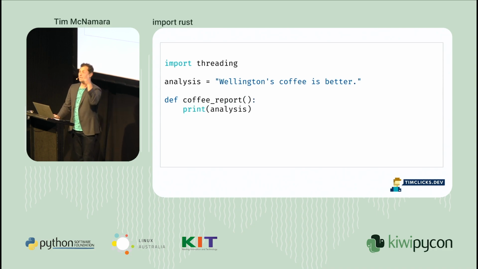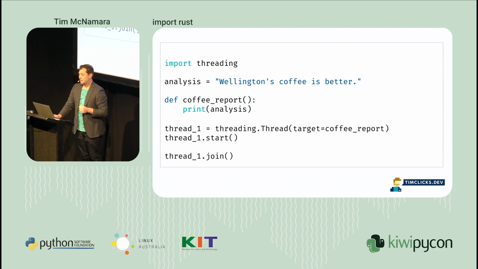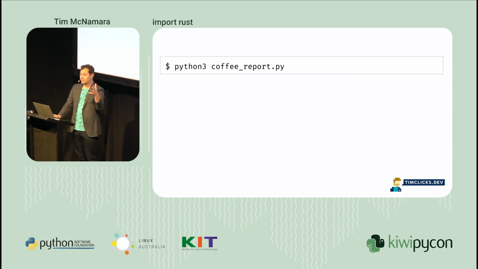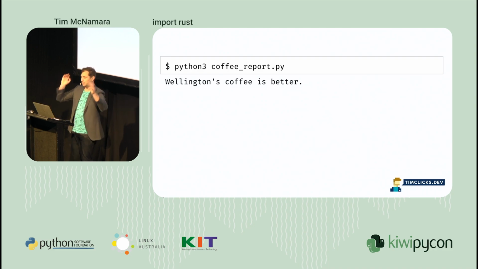So we want to print this analysis out. Here's our magical report, and we're going to do it in a subthread. And so we run it, and that works perfectly fine. We've spawned a new thread. In the child thread, we've printed our thing out, and that's access to a global variable, or at least a variable defined in the main thread.